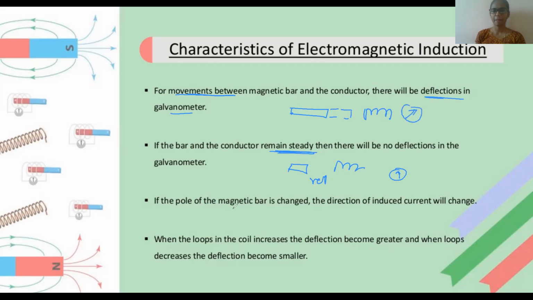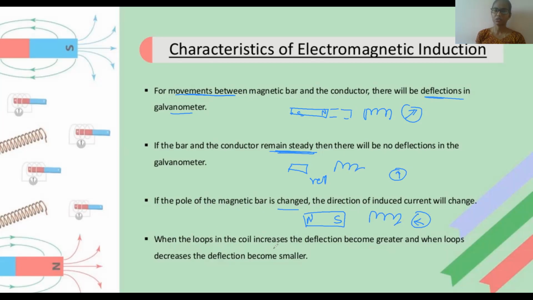If the pole of a bar magnet is changed, the direction of the induced current will change. If you place the north and south poles initially, it will show a deflection like this. If you now place south and north, that is, if you change the poles of the magnet, the deflection will show at the opposite end. Okay, children, that is next.